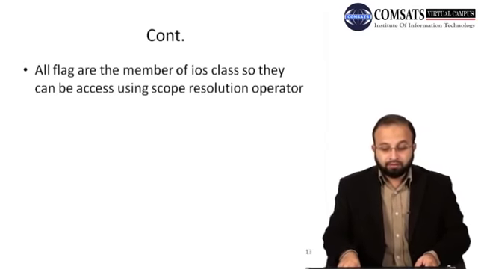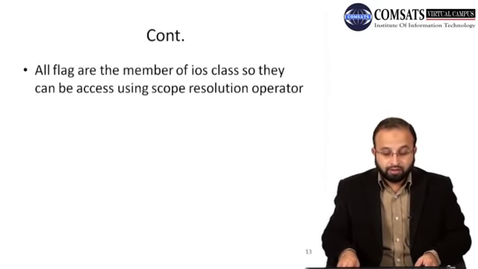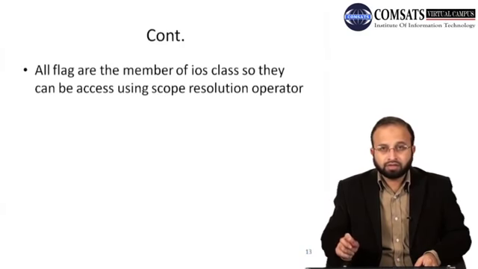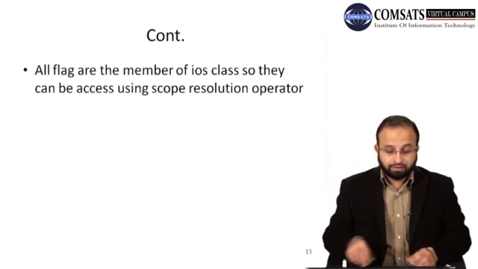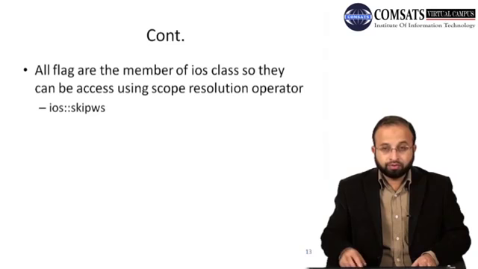So all flags are members of the ios class, so they can be accessed using the scope resolution operator. That is, we have to write ios, then the scope resolution operator, and the name of the flag, and we can pass that to the setf function to set that flag. Then if we want to unset that flag, we just call unsetf and pass it the same flag. It will unset that flag. Like ios scope resolution operator skipws.